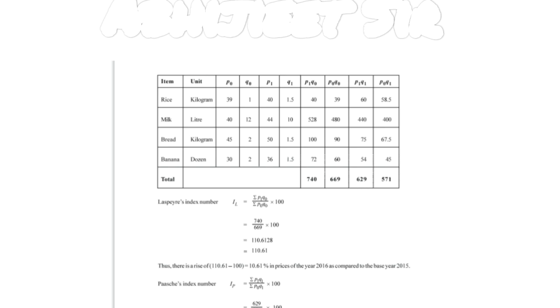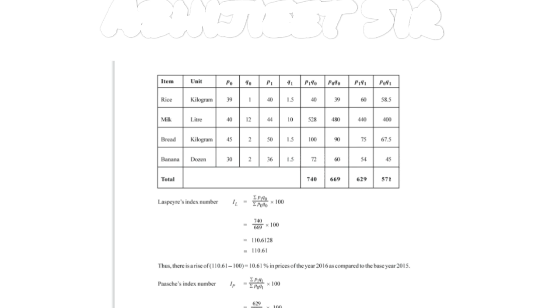Same way P0 into Q0, same way P1 into Q1 and P0 into Q1. Getting all the answers: 740 for P1Q0, 669 for P0Q0, 629 for P1Q1, and 571 for P0Q1. So let's put the index number: sigma P1Q0 upon sigma P0Q0 into 100. Putting the values, 740 upon 669 into 100, I got the answer 110.61. Interpreting the answer by subtracting 100 from the answer, the increase in price is 10.61%.